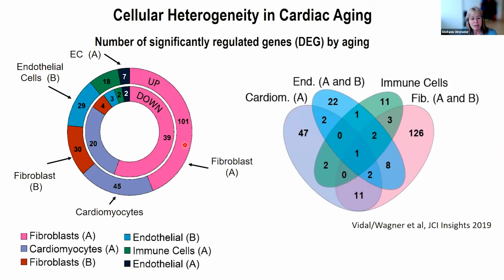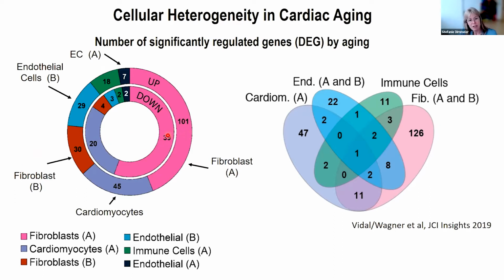This shows you here now the differentially expressed genes. In the upper ring, you see here the upregulated genes in a different cell population. In the inner ring, you see here the downregulated genes, and the colors encode for the different cell populations. And you can easily see the pink color depicting fibroblast population A together with the darker red, fibroblast population B, comprise the majority of dysregulated genes.